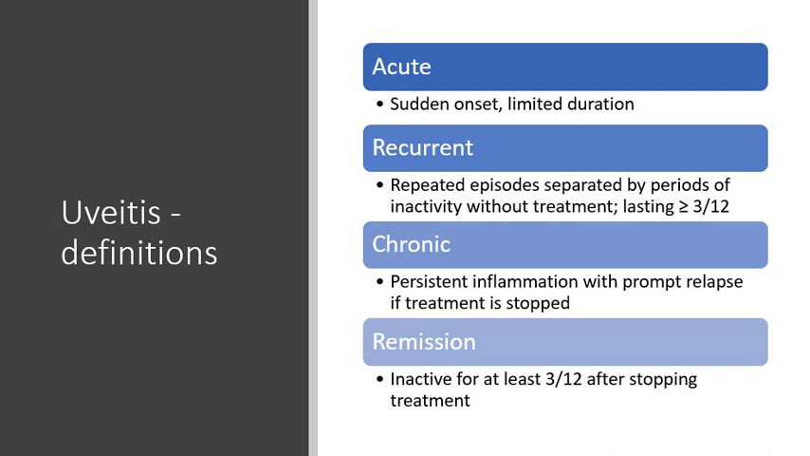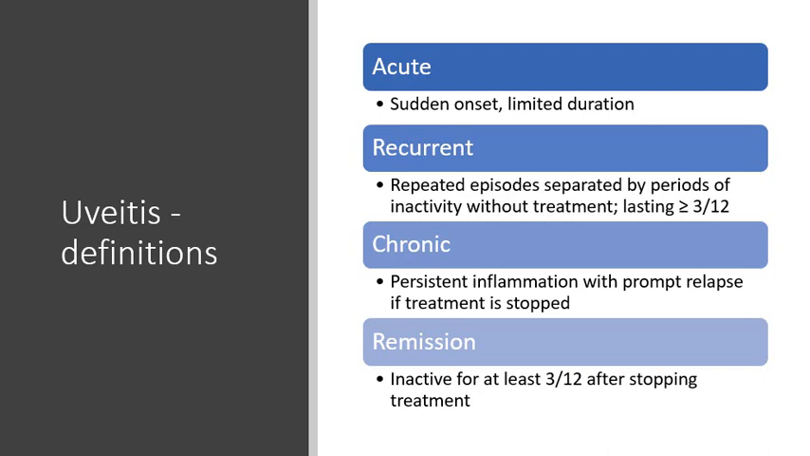Uveitis can have a sudden or a gradual onset, and it can last 3 months or less, and in that case it's a limited disease, or it can last longer than 3 months, and in that case it's classified as a persistent disease. And it can also be defined as being either acute, recurrent, chronic, or in remission.